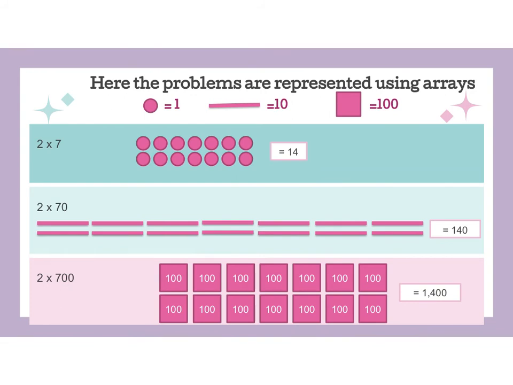This slide shows us how problems are represented using arrays. We can show 2 times 7 using our circle dots, which all equal 1. We can also show 2 times 70 using our base 10 strips, and then show 2 times 700 using our 100 pieces. These are just ways for you to visually picture and represent multiplication. These will be helpful as we start to practice larger multiplication.